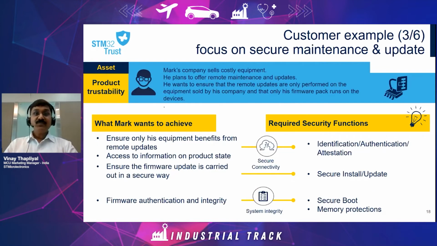So let's take one more example, which is focusing on secure maintenance and updates. That also is very important nowadays in industry. So here the asset is product trustability. Mark's company sells costly equipment. He plans to offer remote maintenance and updates. He wants to ensure that the remote updates are only performed on the equipment sold by his company and that only his firmware pack runs on the device.